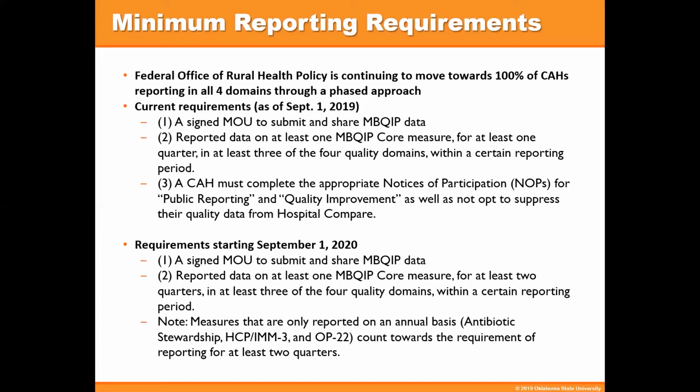If you recall, I mentioned a few of those measures are only reported once per year. Those will count for all 4 quarters. So antibiotic stewardship, that annual facility survey, counts as reporting for all 4 quarters. The employee flu, reported once per year, and outpatient 22. Since those are only reported once, those are all considered all 4 quarters.